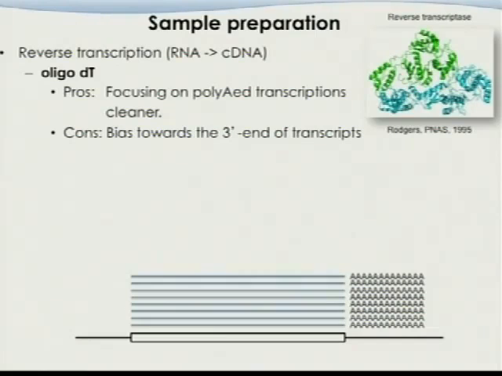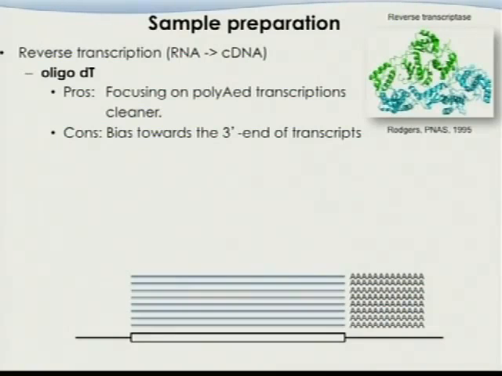And the good thing is that it focuses only on polyadenylated transcripts, and the data becomes much, much cleaner. And sometimes that is the information you need. The problem is that it will generate a bias towards the 3' end of the transcripts.